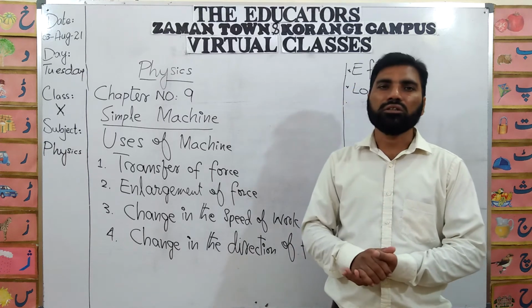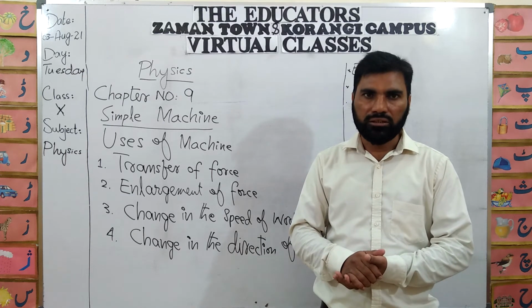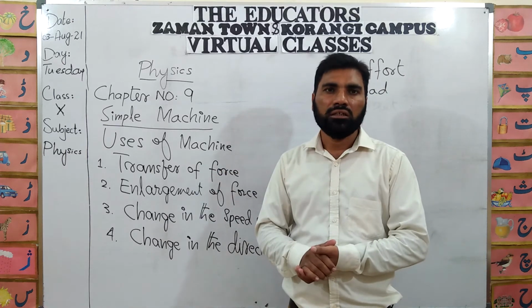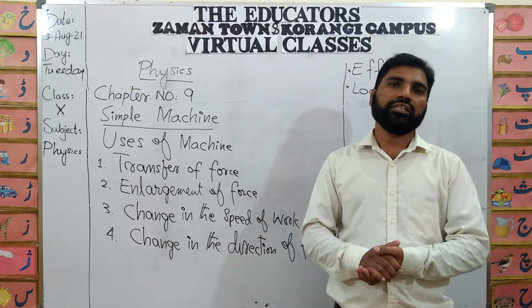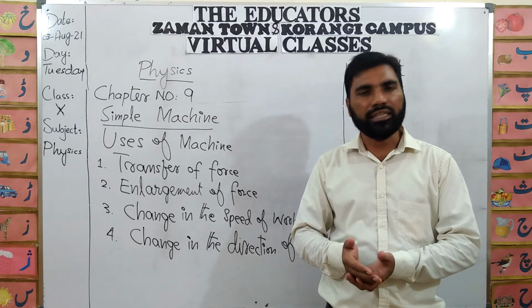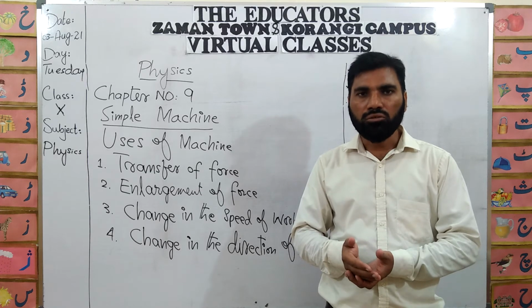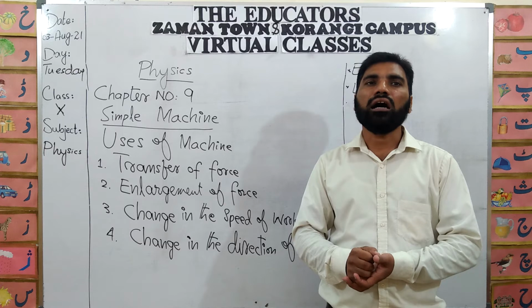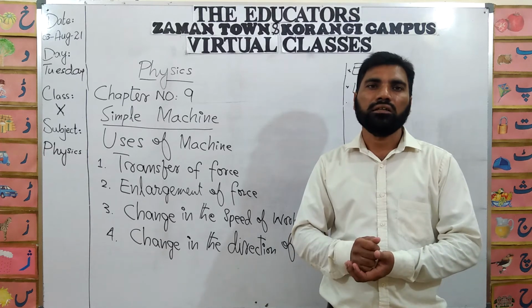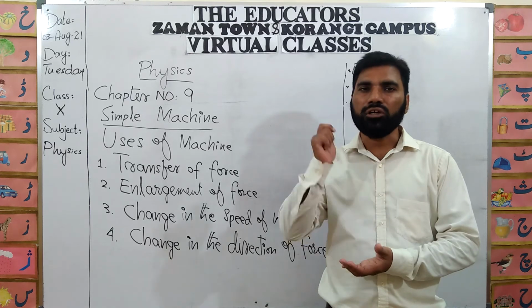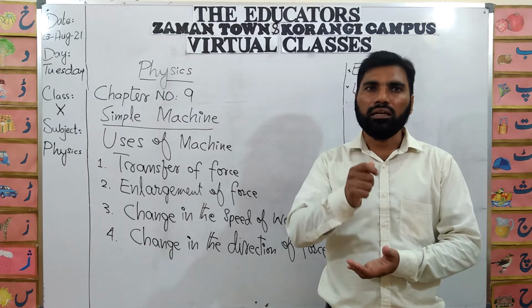Now we are talking about the uses of machine. First use is transfer of force. For example, you want to drive a nail in a wall, so you always use a hammer. Hammer is a machine by which you are transferring the force of your hand to the nail.